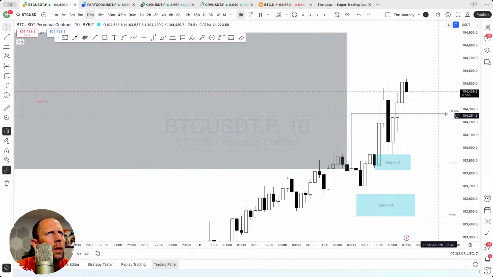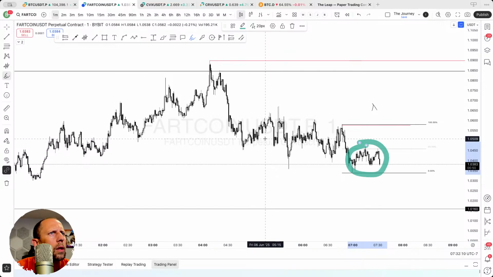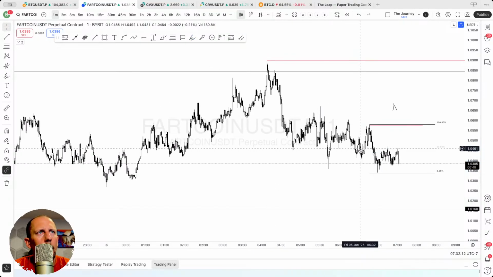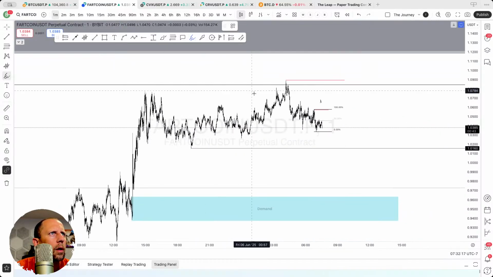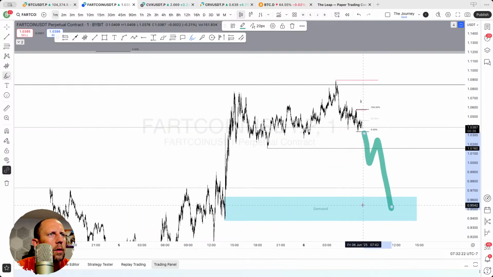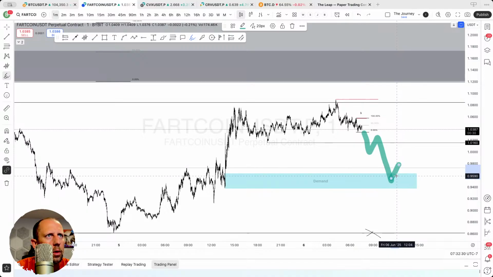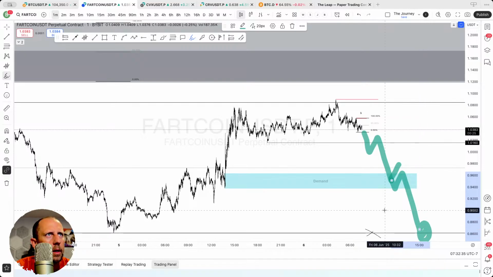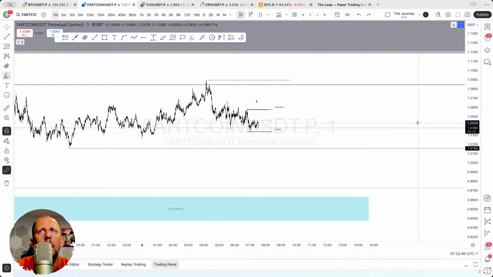Right, Bitcoin up still. Okay, cool. So that's what I have on Fartcoin. I think additionally, if you lose this low, we're looking for a backtest in here down to that zone. And if this zone does not hold, maybe cut most of the way through it. I think we're ultimately back down there. Yeah, that's what I think.